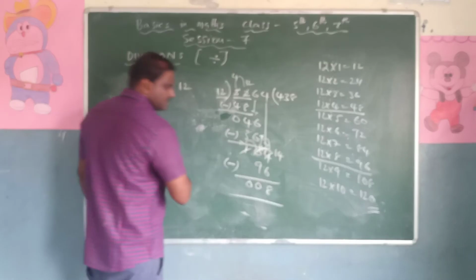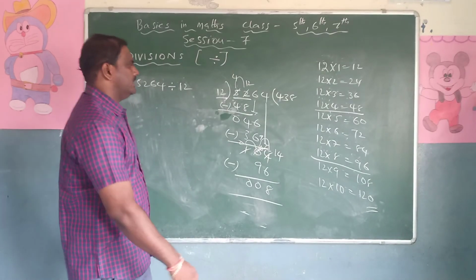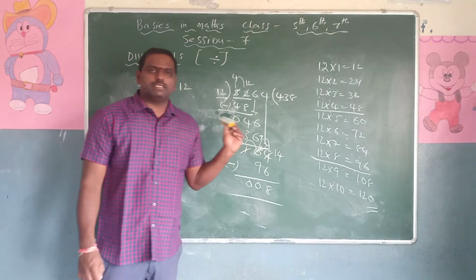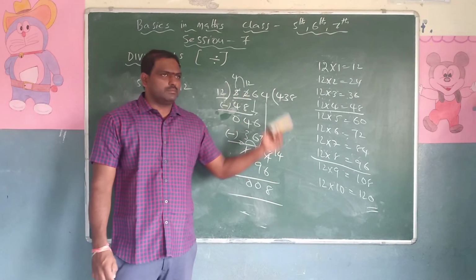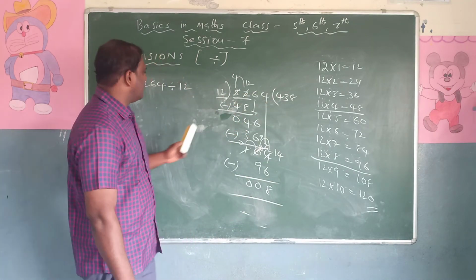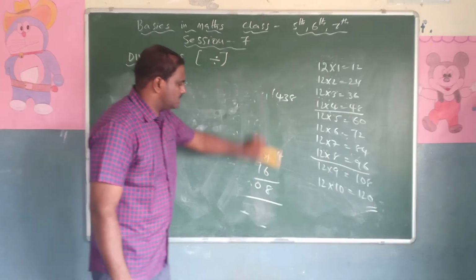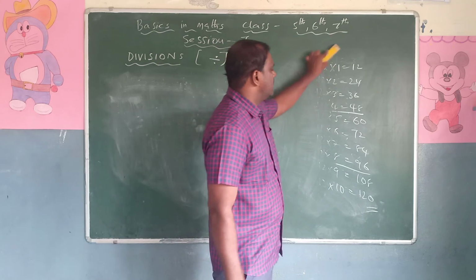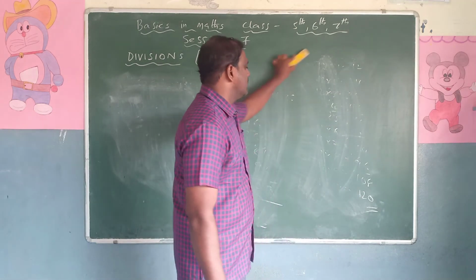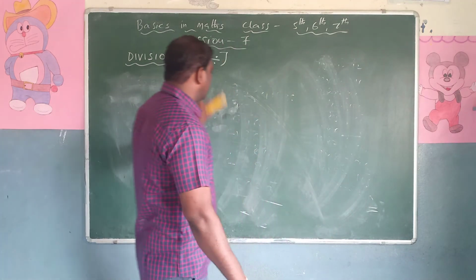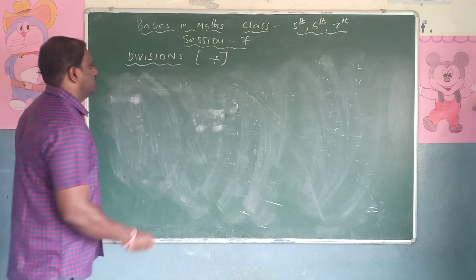So what is the answer? 8 is the remainder. So this is the way to do division sums. Be careful while you are doing the divisions. The first step and the second step are very important. And the third thing, writing the multiplication table, is also important, right?